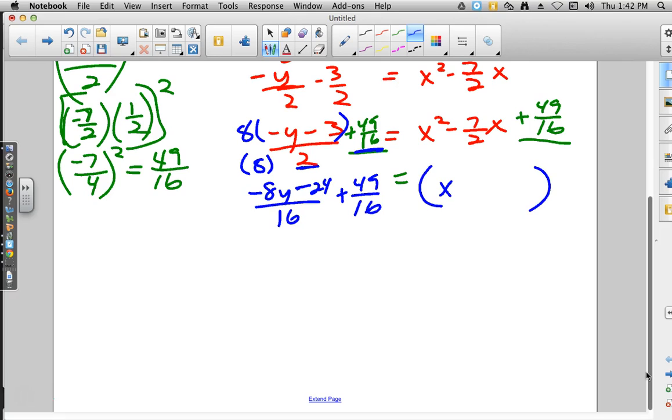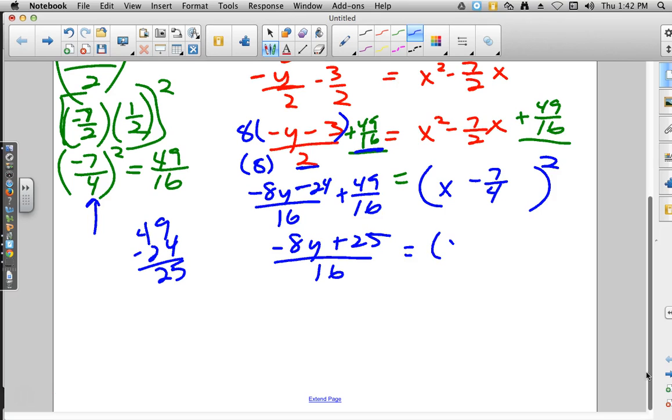And on this side, we know that we've already achieved that perfect square trinomial. So what we squared to get our 49/16 was a negative 7/4. Oops, negative 7/4 squared. And on the other side, we need to figure out what 49 minus 24 is, because negative 24 plus 49 is the same thing as 49 minus 24. And of course, that's 25. So negative 8y plus 25 over 16 equals x minus 7/4 squared.